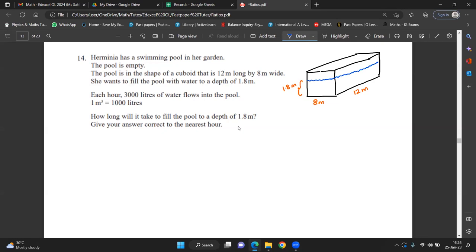Each hour, 3,000 liters of water flows into the pool. One cubic meter is 1,000 liters. How long will it take to fill the pool to a depth of 1.8? Give your answer correct to the nearest hour. Underline the words nearest hour.